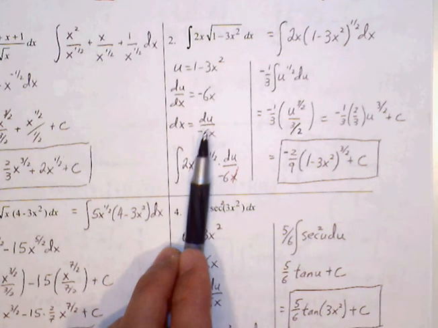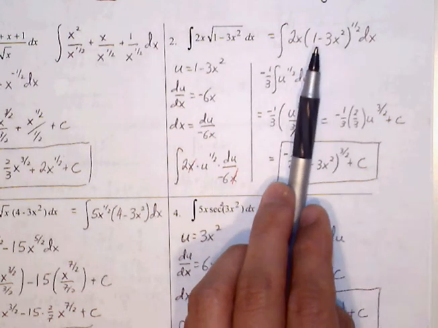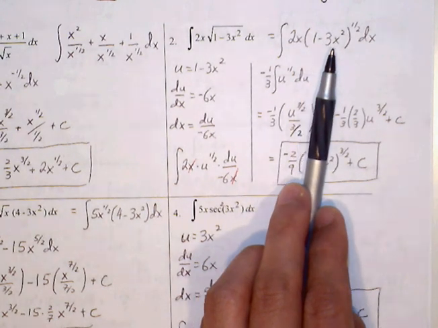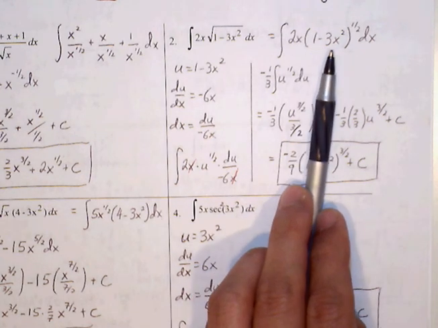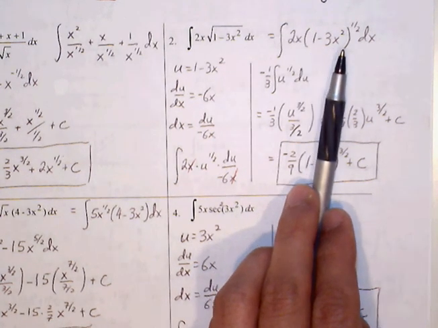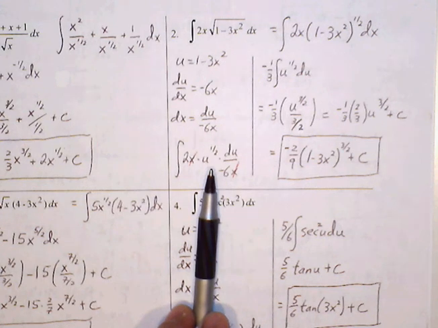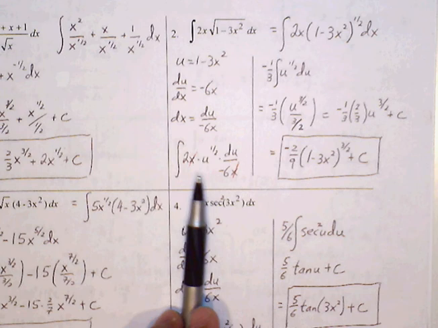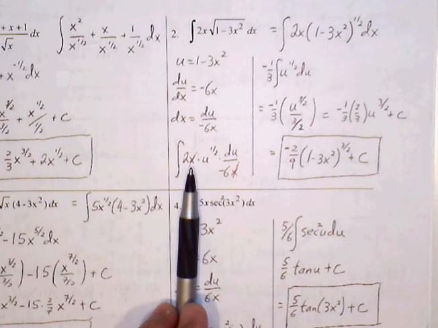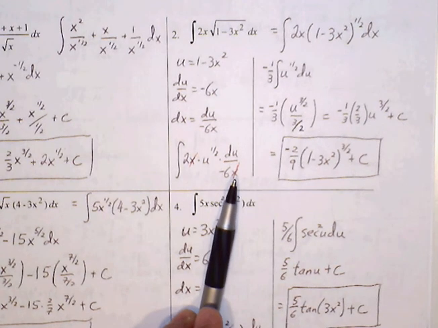So now we want to look back at our original problem and make our substitution. So we want to substitute everything that we can in terms of u. So what's inside the parentheses gets replaced with u. The 2x does not go away at first. So 2x times u to the 1/2. Dx gets replaced with du over negative 6x. So now we look to see what we can cancel out. So the x's cancel out. So this tells us that we can continue with this method.